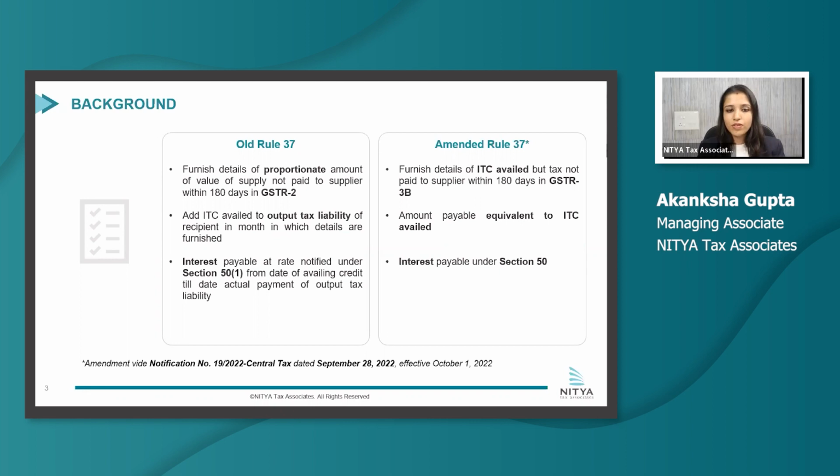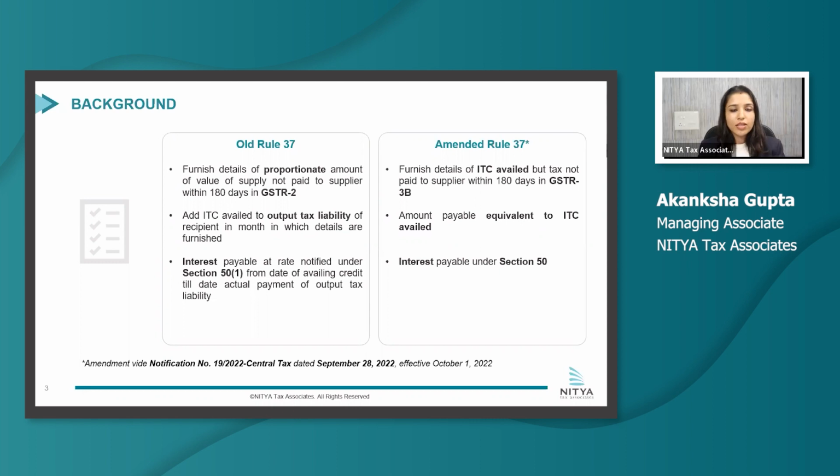So the difference here post amendment is, firstly, earlier it mentioned that the interest would be payable at the rate specified under Section 51. So basically, earlier Rule 37 borrowed the rate from Section 50. However, post-amendment, it says that interest will be payable under Section 50, and it not only borrows the rate, it basically provides a section under which the interest will be levied.